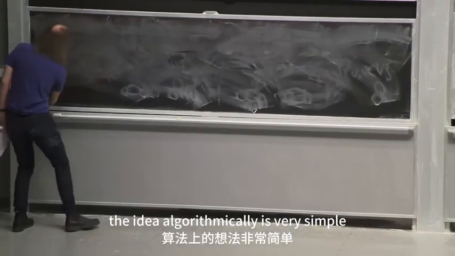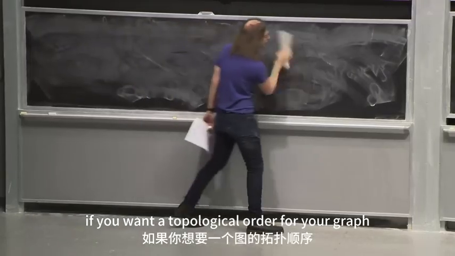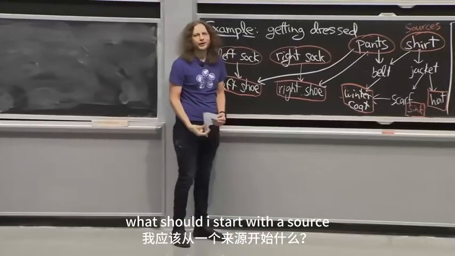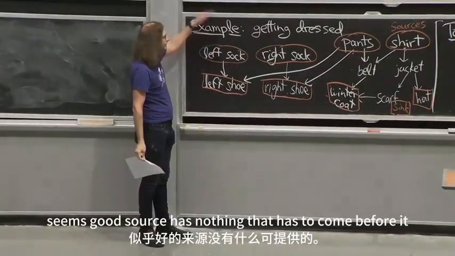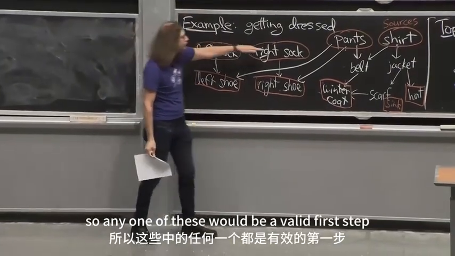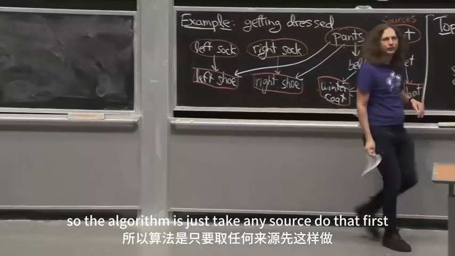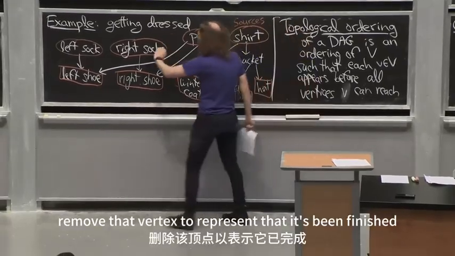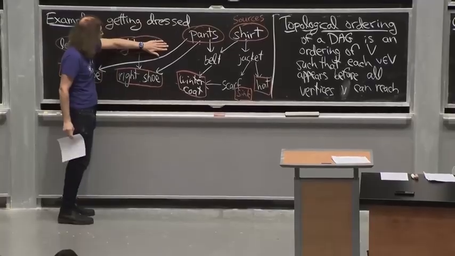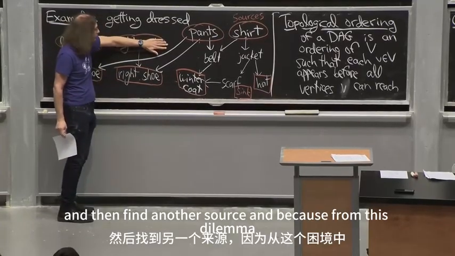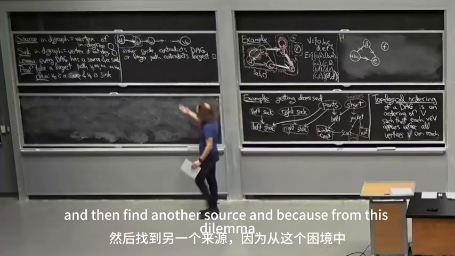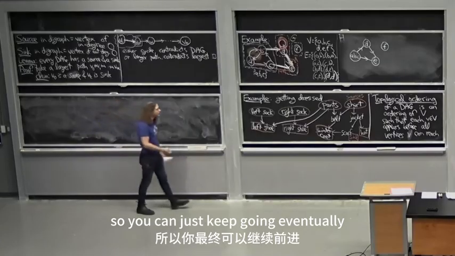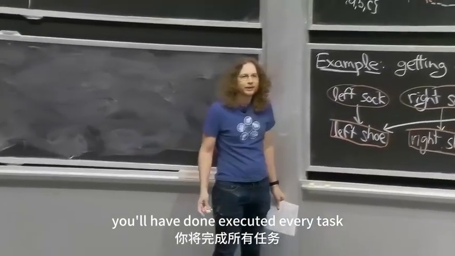The idea algorithmically is very simple. If you want a topological order for your graph, what should I start with? A source seems good. A source has nothing that has to come before it. So any one of these would be a valid first step. So the algorithm is just take any source, do that first, then conceptually remove that vertex to represent that it's been finished, and then find another source. And because from this lemma, there's always a source, you never get stuck. So you can just keep going, and eventually you'll have executed every task.